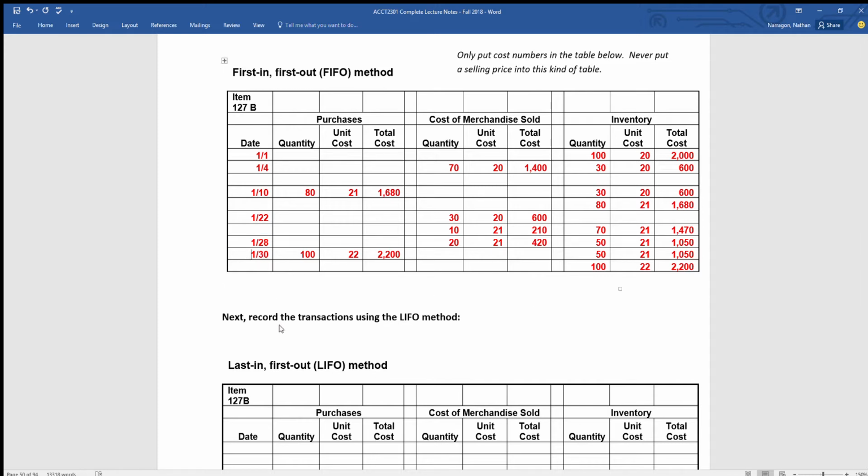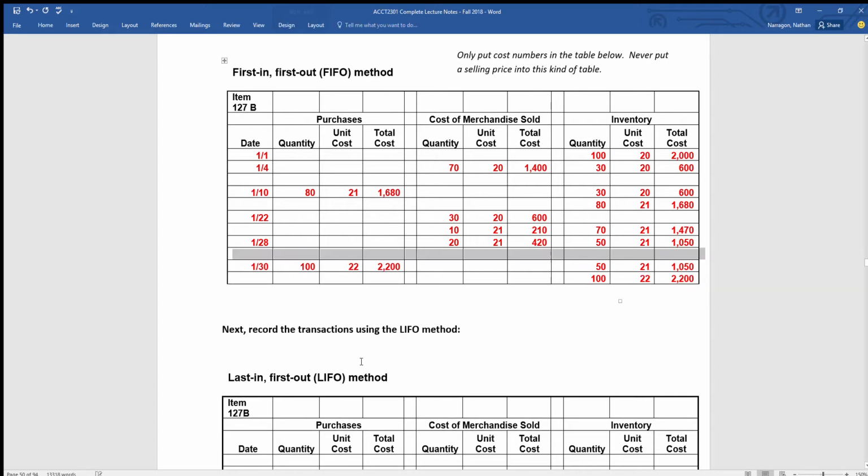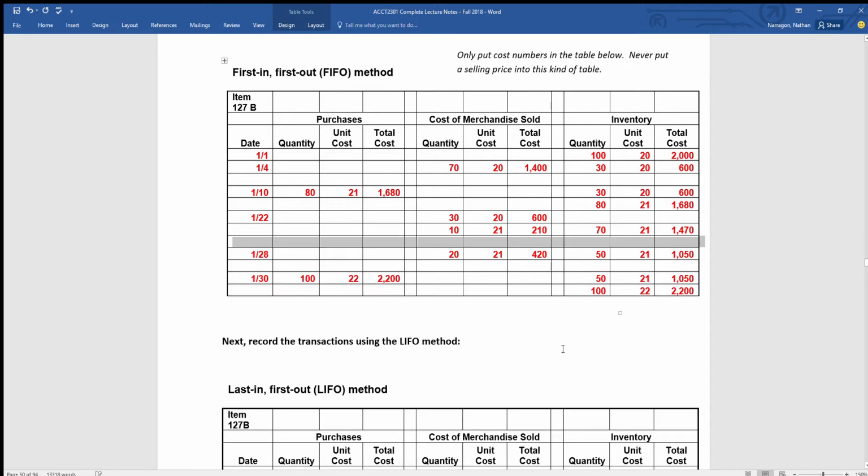If it helps you to separate these, you can, as the dates can get confusing. But remember, each transaction is its own thing. If I have 50 from the 28th, that 50 is still carrying on to the 30th transaction. It has to be there.